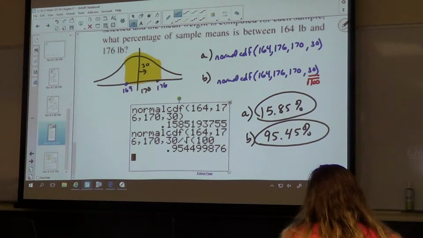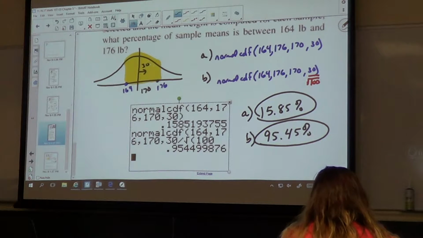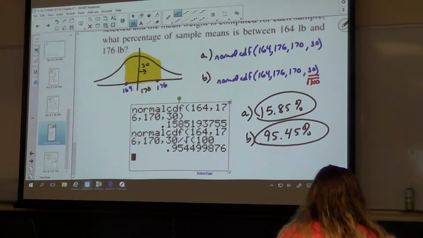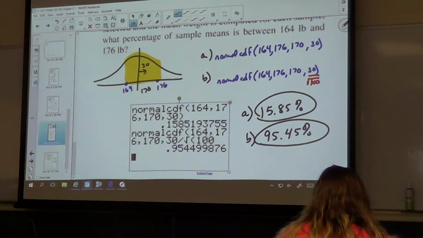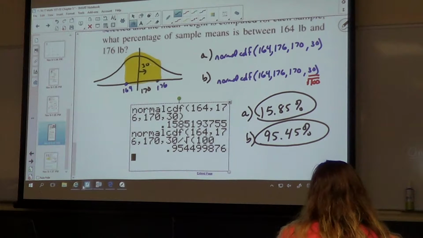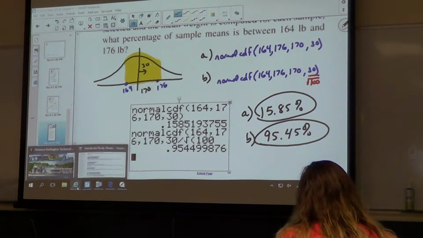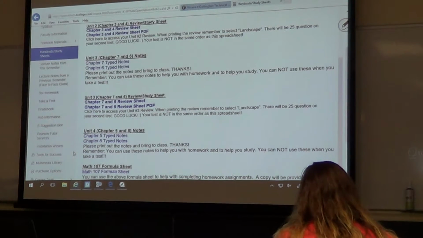If you forget the closing parenthesis, it doesn't matter. The calculator automatically knows it's the end of the problem and closes it. So if you don't put it at the end, it's okay. All right, now I am officially done with chapter 5.